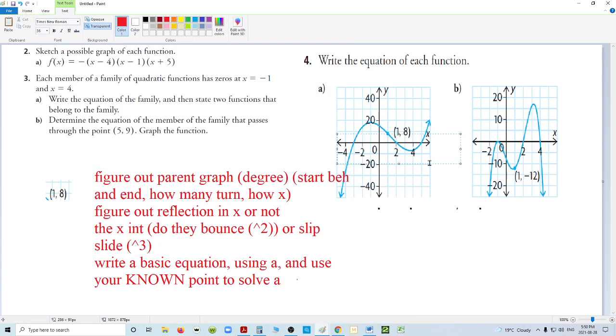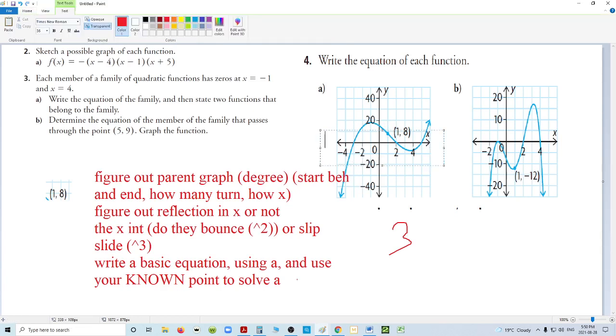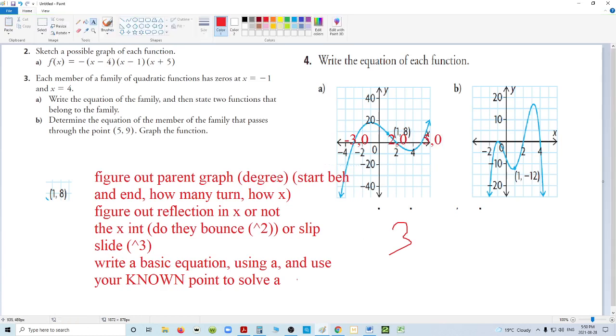So I'm going to go right here and figure out my parent graph first. Notice it starts in quadrant 3 and ends in quadrant 1, so it's either a cubic or to the 5 or to the 7. But that's it for sure. Now I notice that there's 2 turning points and 3 x-intercepts, so I'm going to go with x cubed. So that means I'm working with the basic 3 factors. Then I'm going to note that the x-intercepts are (-3, 0), (2, 0), and right over here (5, 0). And right there, that's enough for me to write this.